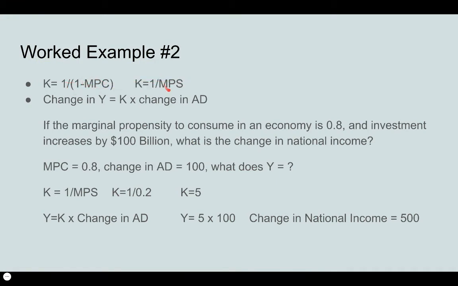We need to memorize these formulas, so let's keep writing them down. So let's say the marginal propensity to consume in an economy is 0.8 and investment increases by 100 billion. What is the change in national income?